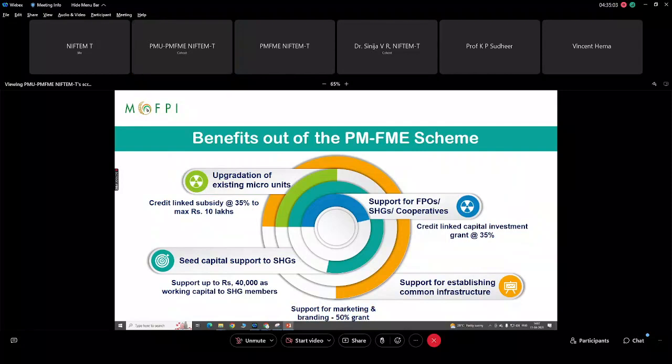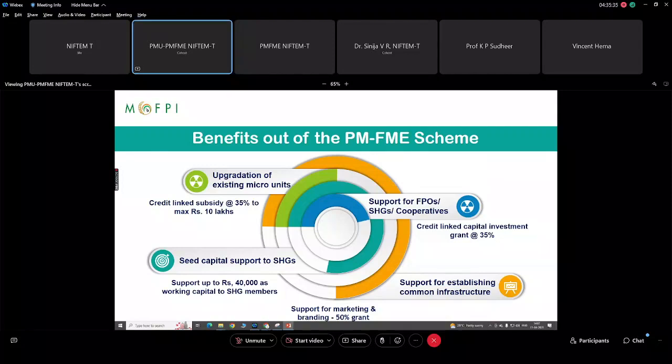So coming to the benefits of the scheme. Through this scheme, we are providing the funding support for the upgradation of existing micro units as well as new units in terms of credit linked subsidy of 35% with a maximum ceiling of 10 lakh rupees. In that, the beneficiary contributions should be minimum of 10% of the project cost, with balance being availed as loan from the bank. In addition, seed capital support is also available to the self-help groups up to 40,000 rupees.